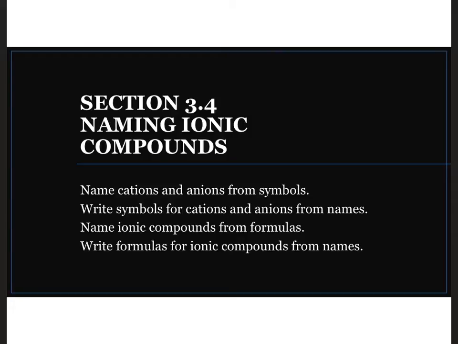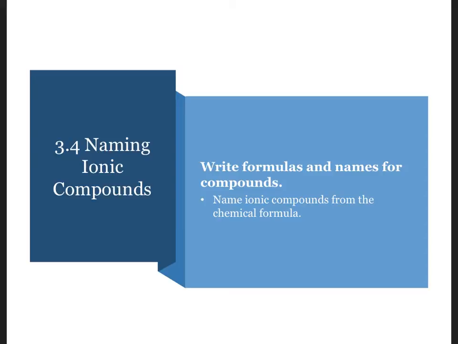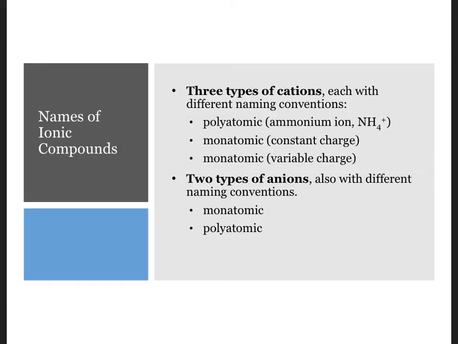In section 3.4, we'll turn our attention to naming ionic compounds, or those compounds composed of a metal and a nonmetal. We don't have much to add in the way of learning outcomes from what the textbook stated, so let's begin. To name an ionic compound, we must indicate the name of the cation and the name of the anion correctly. There are 3 types of cations and 2 types of anions. Each group of ions has its own naming convention that we'll step through one at a time.